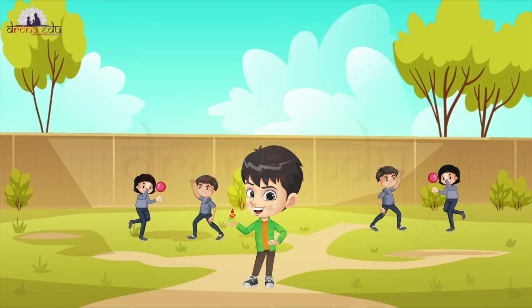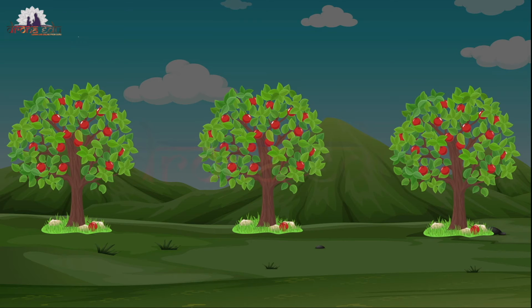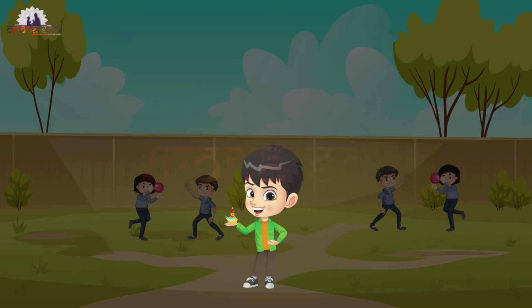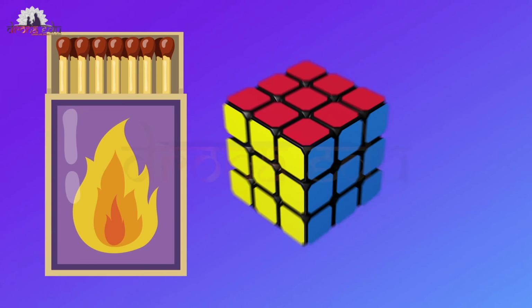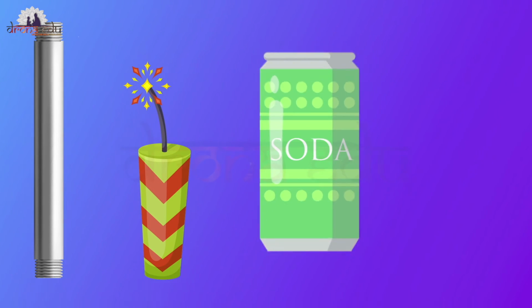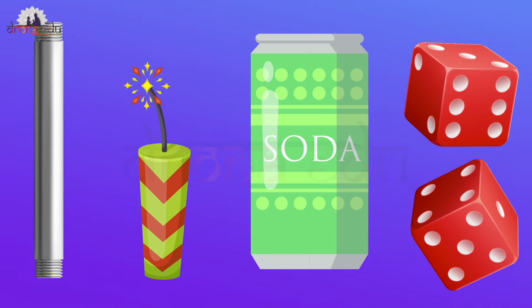Now here, the objects like apple, ice cream, ball, and spinning top are solid objects. Similarly, the matchbox, cube, carrot, pipe, cracker, soda can, and dice, all these are solid objects.